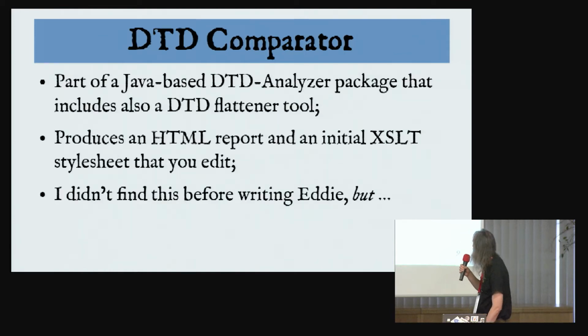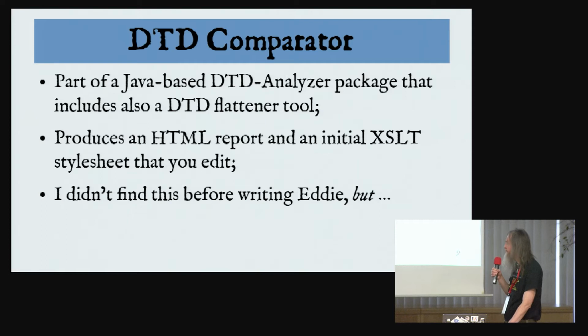There's a package called DTD Comparator, which is part of DTD-Analyzer. It also includes DTD Flattener, which turns out to be really useful if you're working with some of these large DTDs, because a lot of tools fall over with the parameter entities. I haven't figured out why, but they do.